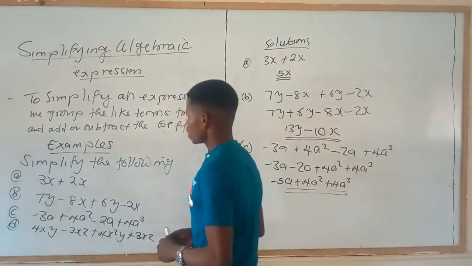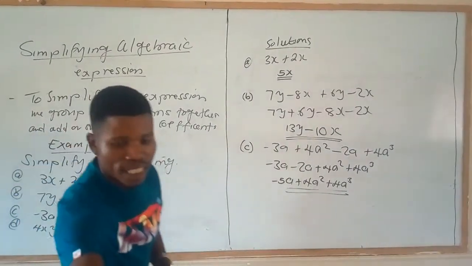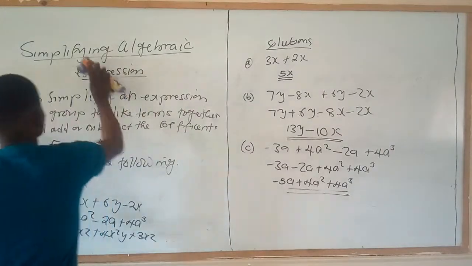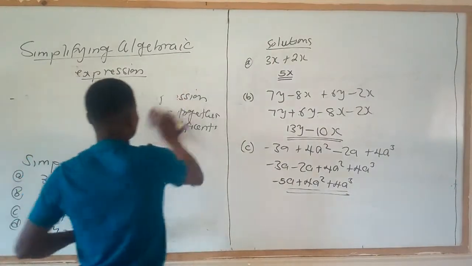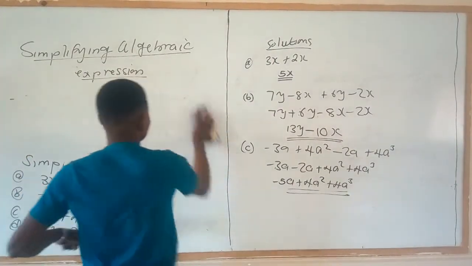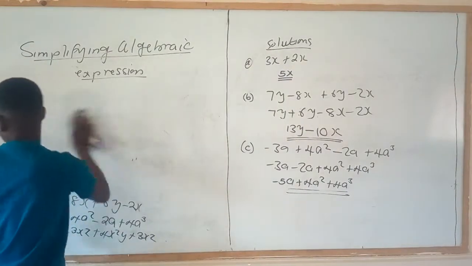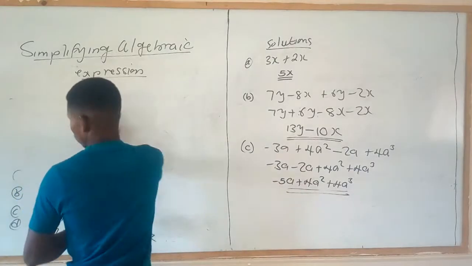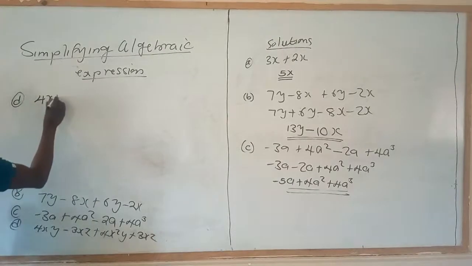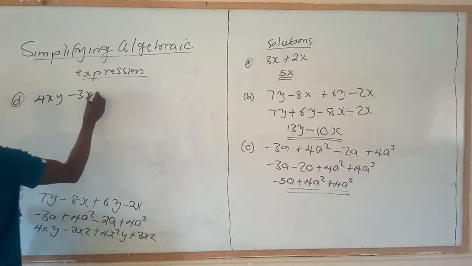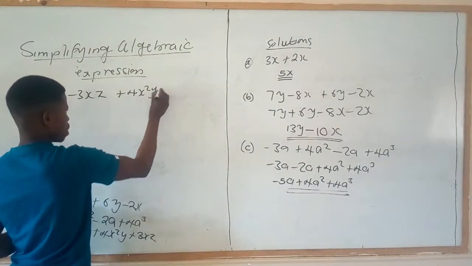Okay? Then let us look at part D of the question. Thank you for the duster. So here we are going to wrap up so that we solve part D of our question. Part D of the question says 4xy minus 3xz plus 4x squared y plus 3xz.